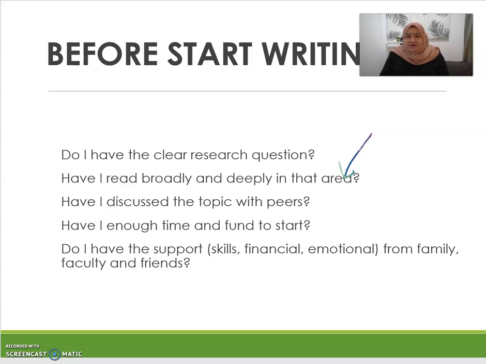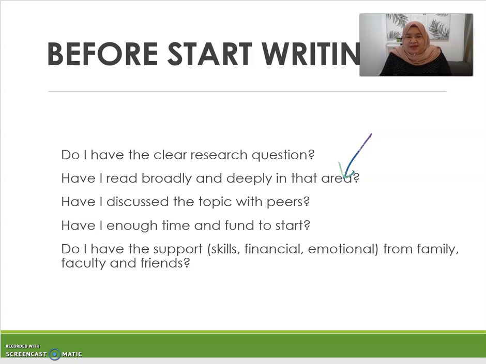Okay, so next question is, have I discussed the topic with peers? Which means, have you spoken to the expert in that particular field or a stakeholder in that particular research area? So all of this research needs to be communicated well, so that there will be no duplication of research and there will be a clear direction of your particular research.